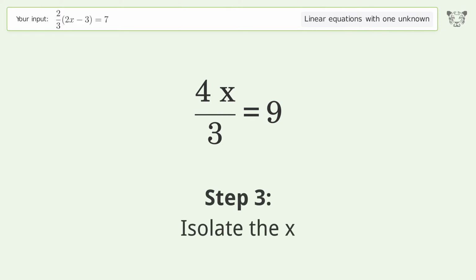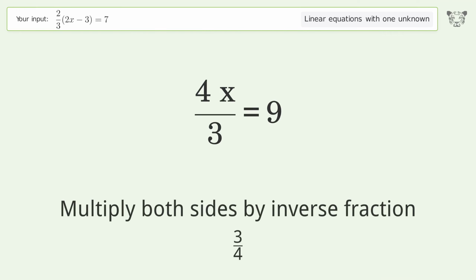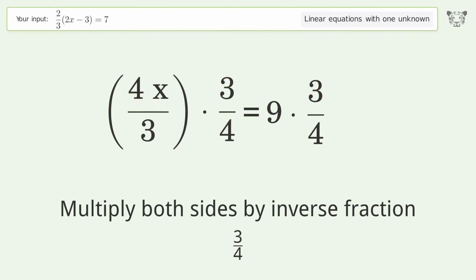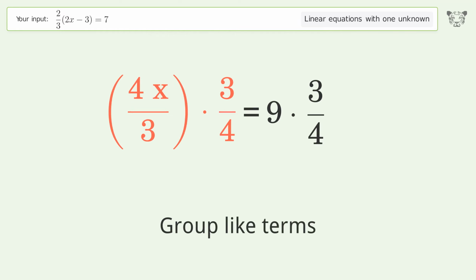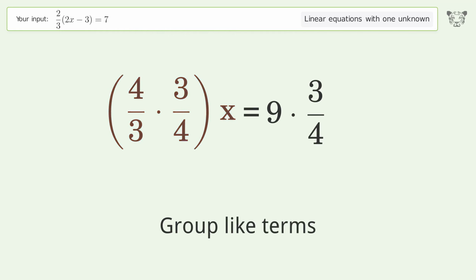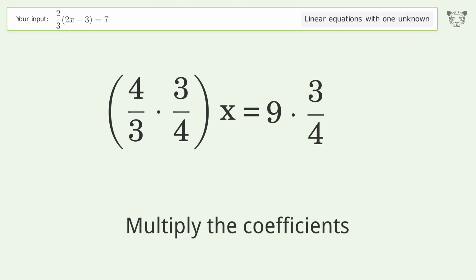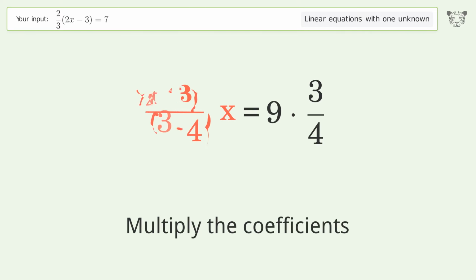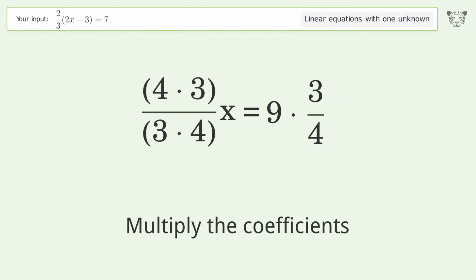Isolate the x. Multiply both sides by the inverse fraction 3/4. Group like terms. Multiply the coefficients. Simplify the fraction.